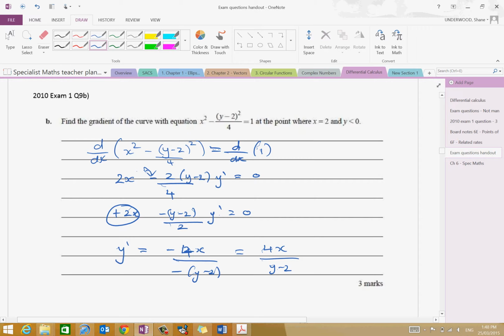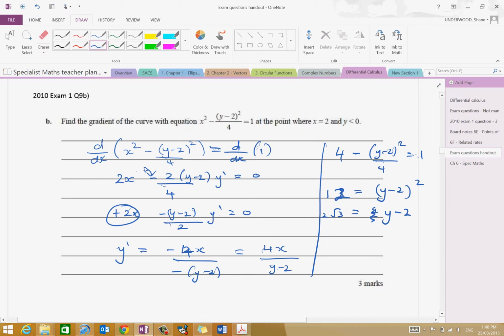Now, at the point where x equals 2, and where y is less than 0, what we're going to do is plug it into the original equation. At x equals 2, we have 2 squared, which is 4, minus (y minus 2) all squared over 4 is equal to 1. Rearrange: 4 minus 1 is 3, 3 times 4 is 12, so 12 is equal to (y minus 2) all squared. Square root of both sides.